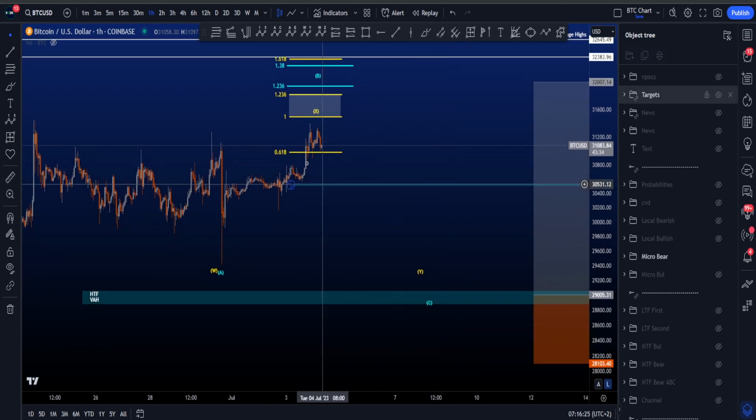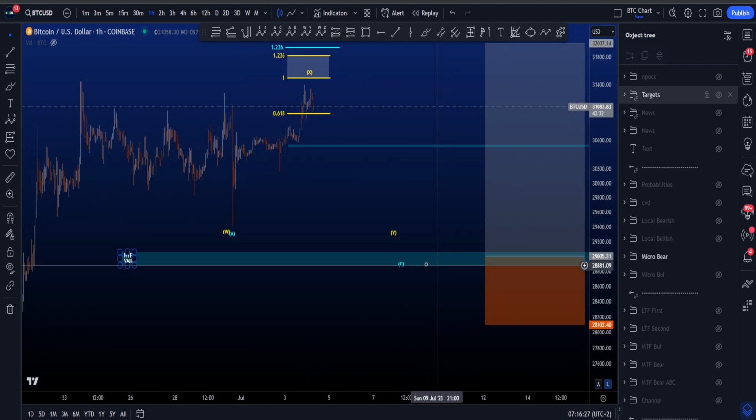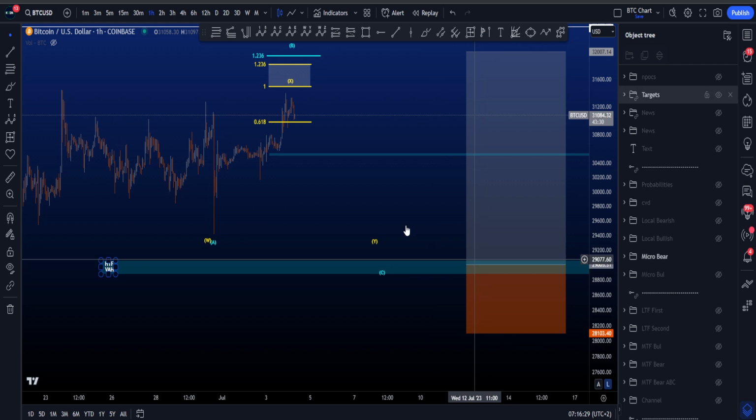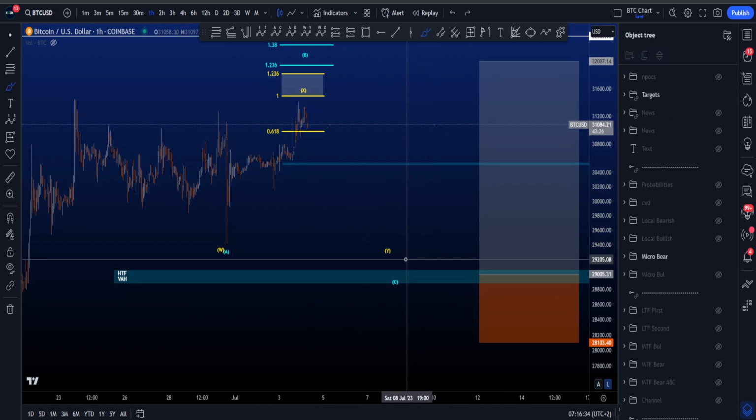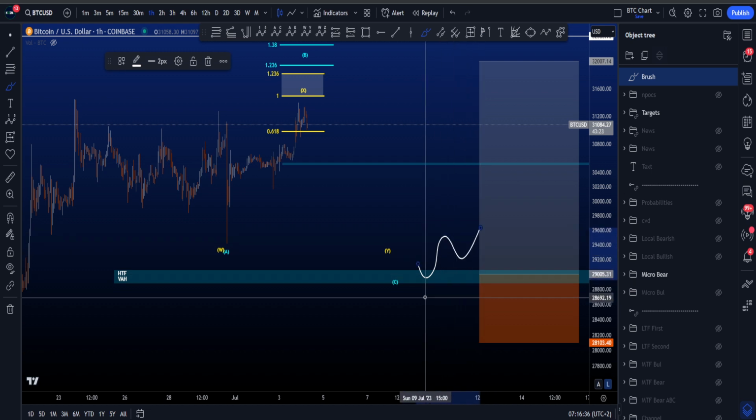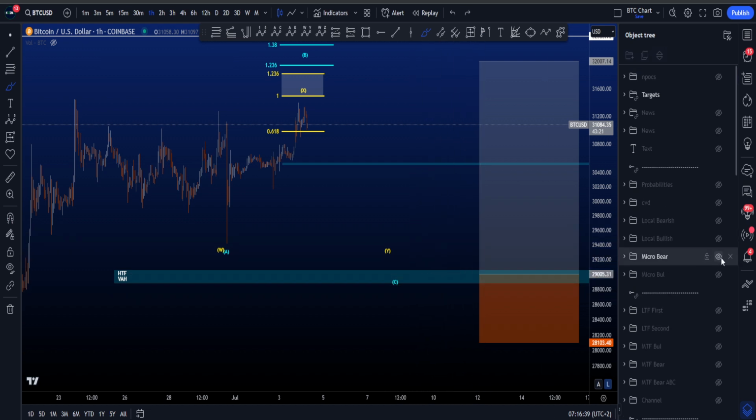Now, of course, if price would move to the downside, we have that support area 29k, potentially an interesting setup, of course depending on how price comes to the downside. And then you have to look at your own entry requirements for potentially long setups in this area, of course.